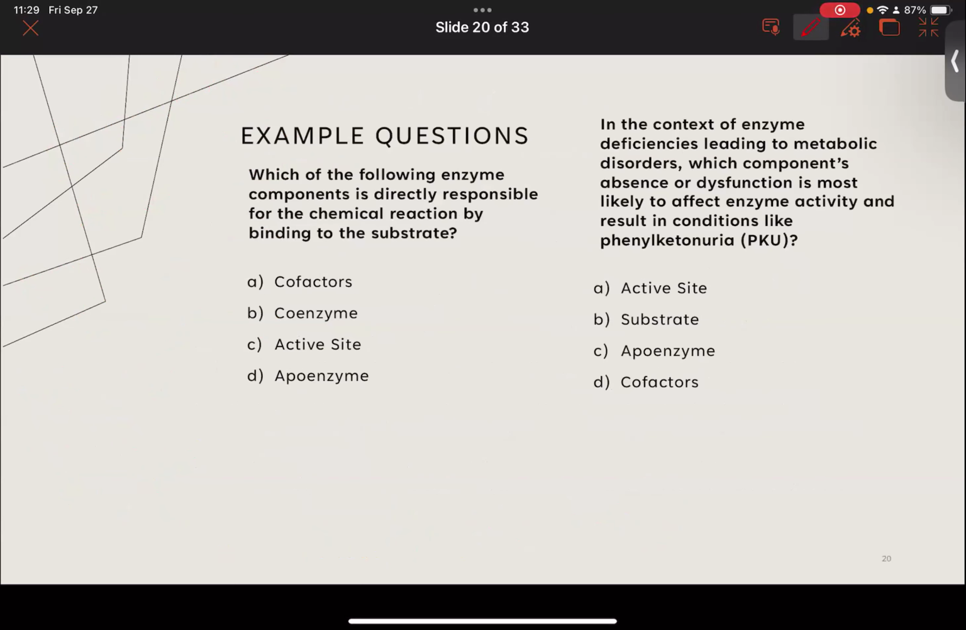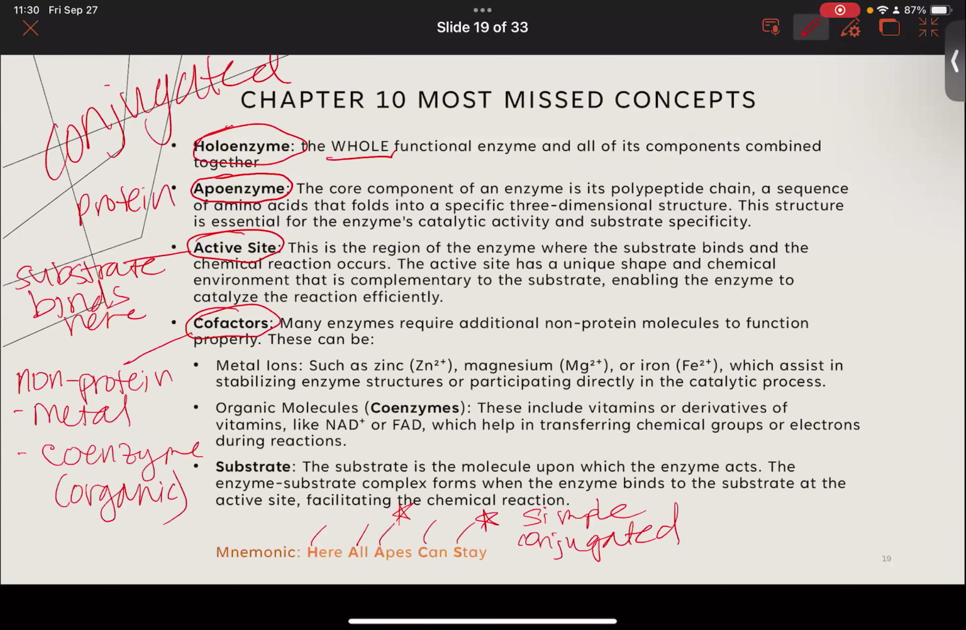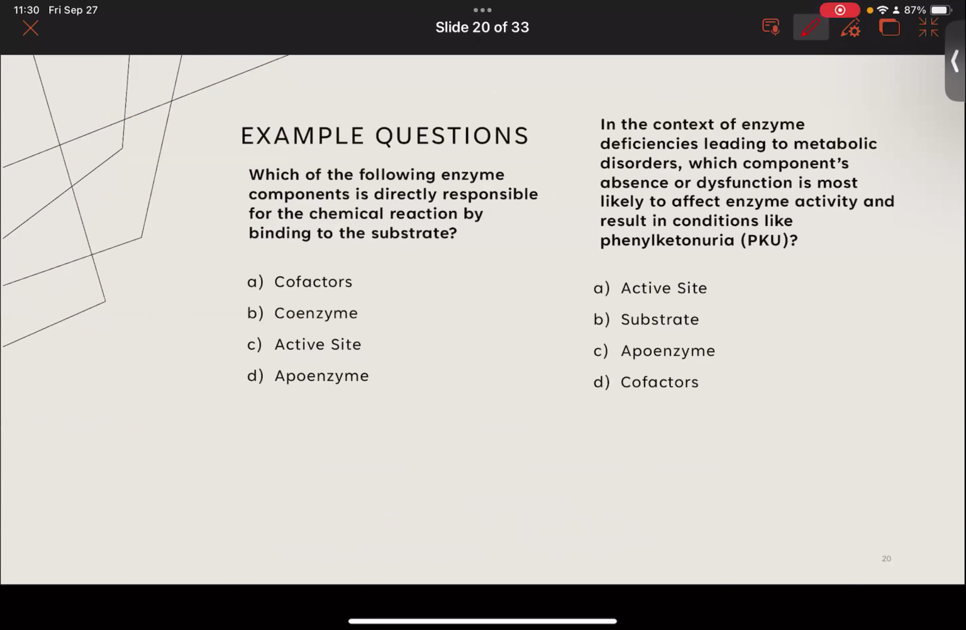So, which of the following enzyme components is directly responsible for the chemical reaction by binding to the substrate? So, which part of our enzyme, when we're looking at, I already forgot the acronym, here all apes can stay. Let's just put that up here.